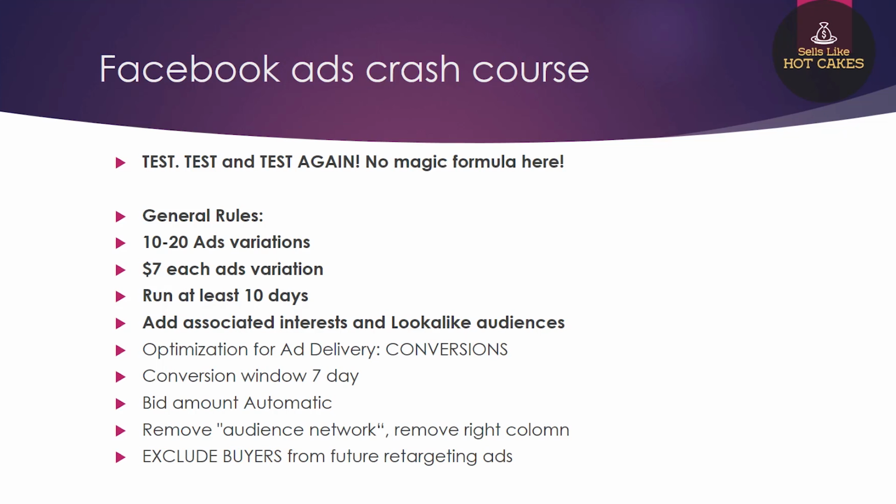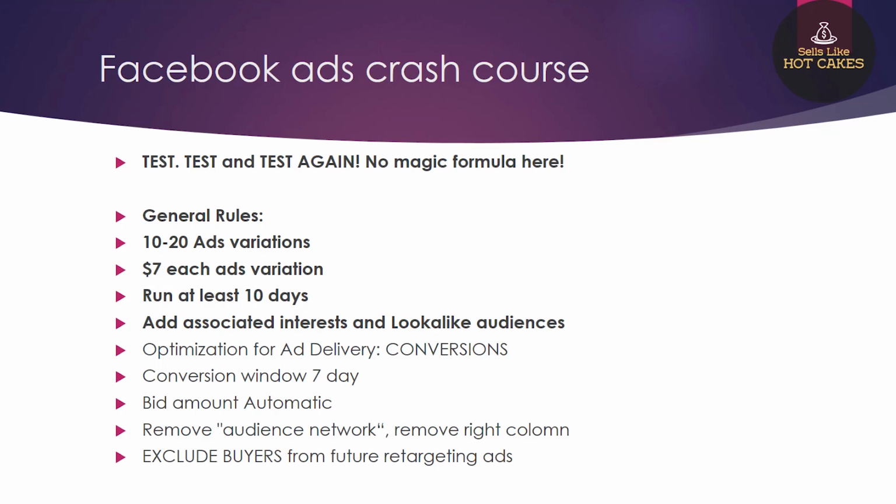Then you put a budget like $7 on each ad variation, and you run each one for at least 10 days, so you let Facebook optimize your ads. In the first days, again, you're spending more money, and then Facebook will optimize it and your ad's associated interests as well, and lookalike audiences to broaden your audience. You optimize ad delivery for conversions.